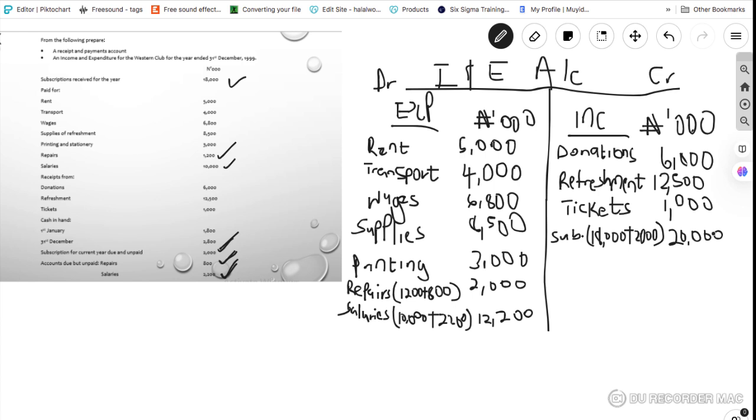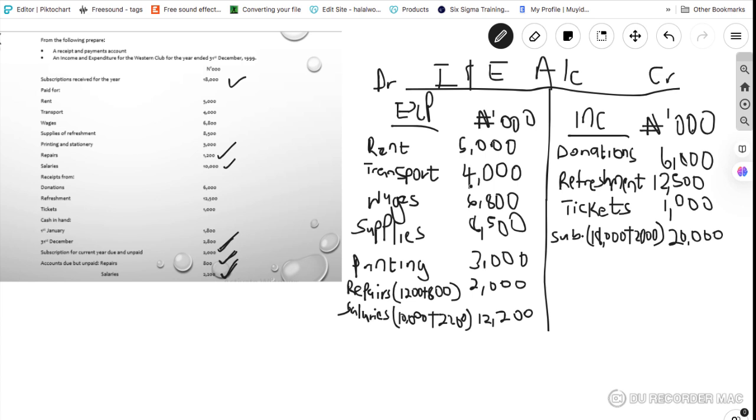And in a subsequent video, we're going to be treating the statement of affairs, which shows us the capital or the accumulated fund of the non-profit making organizations. Please kindly watch out for that. So right now we're going to be calculating the excess of either the income over the expenditure, or the excess of the expenditure over income. So let us look at the debit side or the credit side, which one is more.